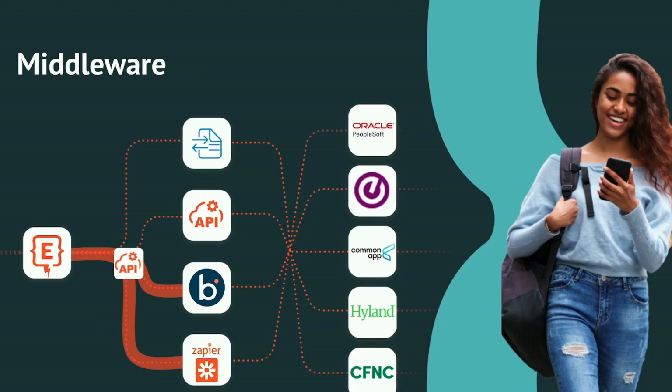So in reality, middleware uses the API. It talks to the system through the API. It's not something that's talking directly to Element, it's through our API. One example is Zapier. It's a tool that lets you automate your processes.